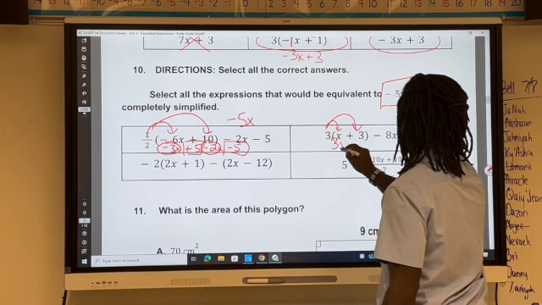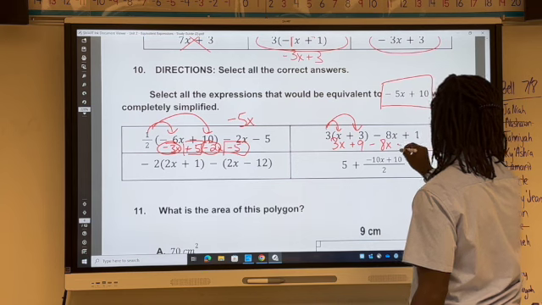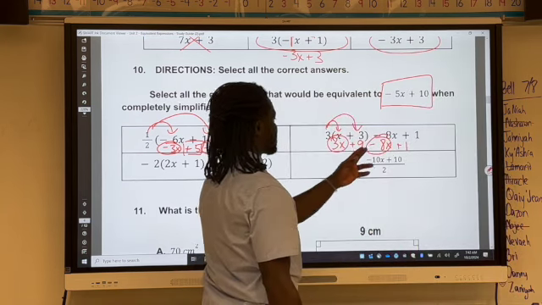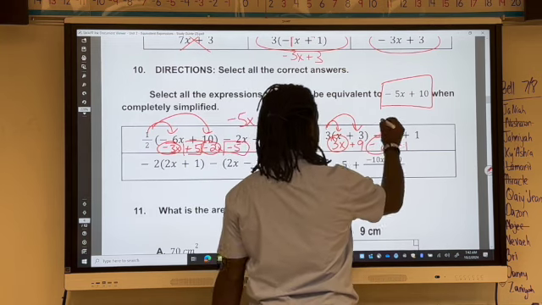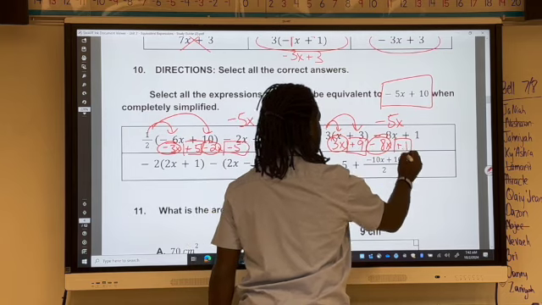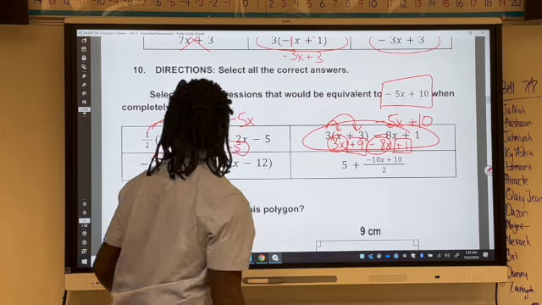This is going to give me 3x plus 9 minus 8x plus 1. Combine these. 3x and negative 8x is going to give me negative 5x. And then 9 plus 1 is going to give me plus 10. So this is a correct answer.